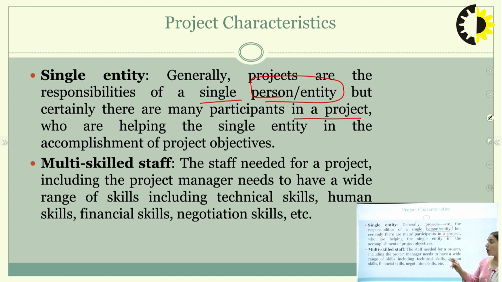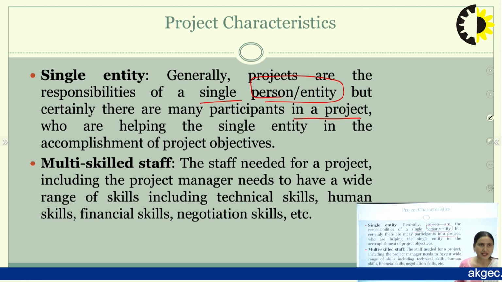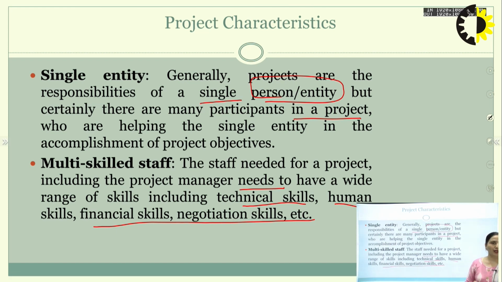Now, multi-skilled staff. Of course, for the completion of any particular type of project, there are different types of skills which are basically required. Right? So, the staff needed for the project includes the project managers, who of course are going to manage the different activities associated with the project. They need to have a wide range of skills, including technical skills, human skills, financial skills, negotiation skills, etc. So, it is mandatory, it is required, right? Technically skilled qualified people, human skills persons, financial skills, and negotiation skills are required. That is why we require a multi-skilled type of staff.